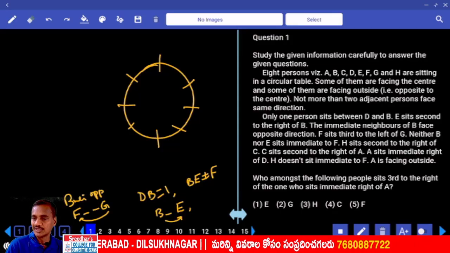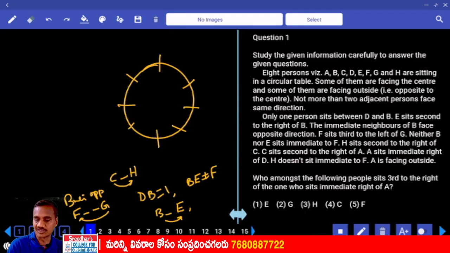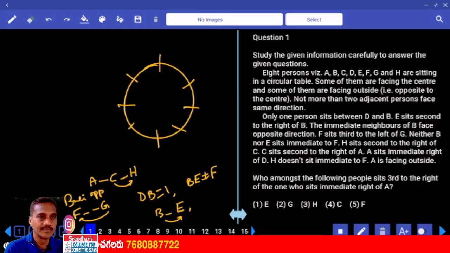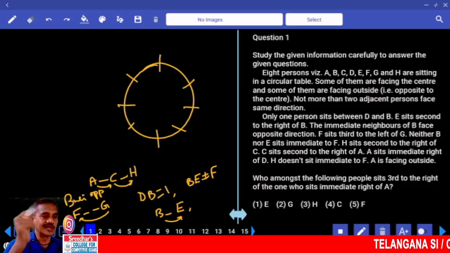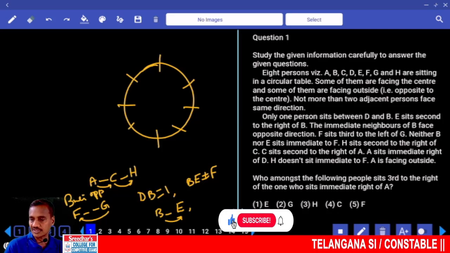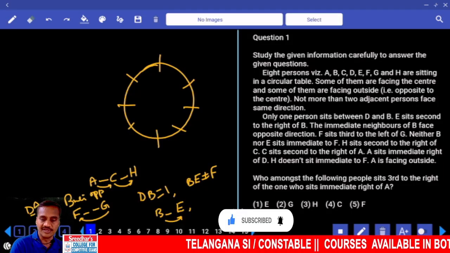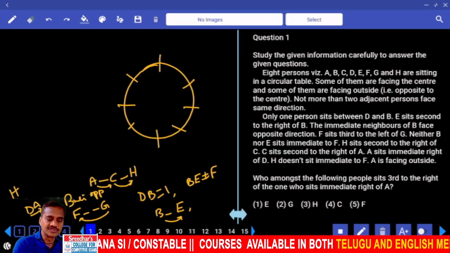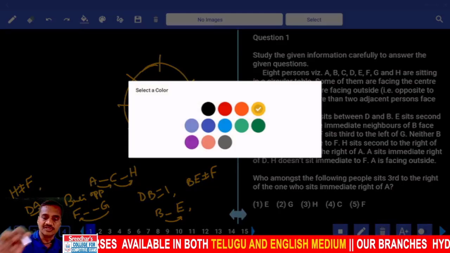And next, H sits second to the right of C. Now C is here, H is seated second to the right of C, and C sits second to the right of A. That means A, C and H, these three persons are in alternate places. Then next, A sits immediate right of D, so A is to the immediate right hand side of D. And H does not sit immediate to F, so H and F are not adjacent to each other. And finally, A is facing outside, it is given here.